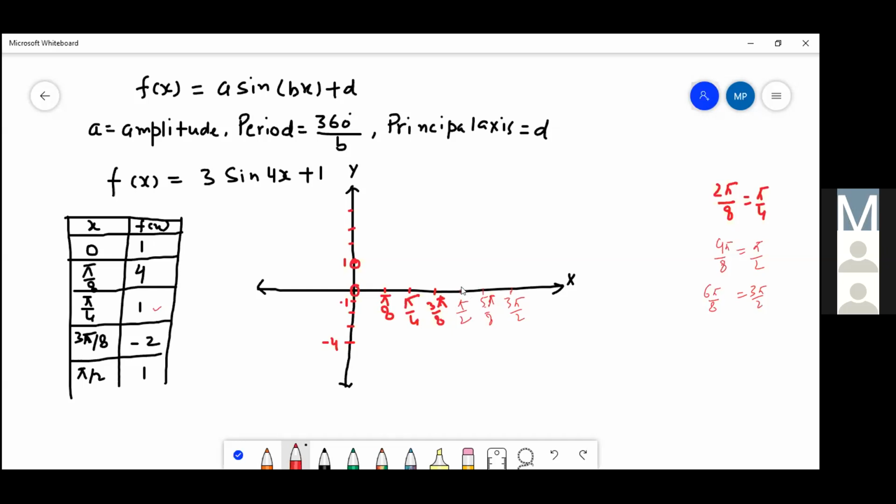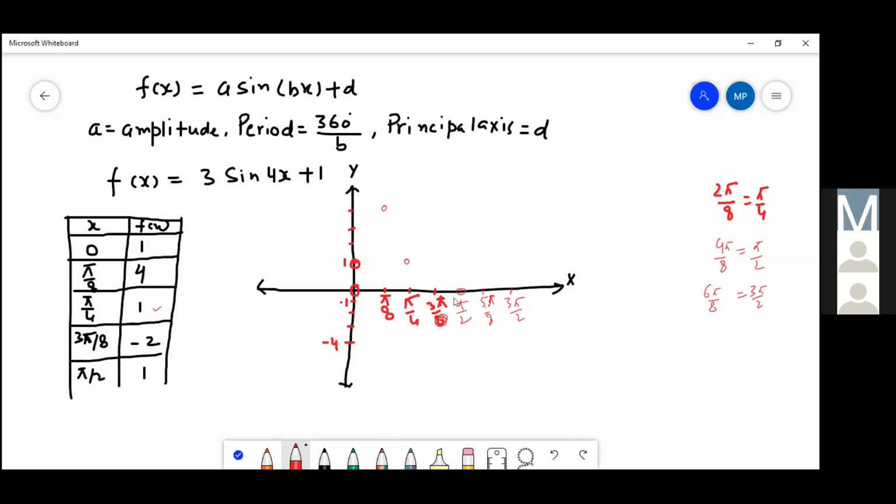Now if you try to plot this one, no need to go through all of this, you need to only go to this. If you look here, at pi by 8 the value is 4. So this is the first point, second point here 4, almost here. Then pi by 4 is 1. Then 3 pi by 2 is minus 2. Minus 2 means this is minus 2 here.